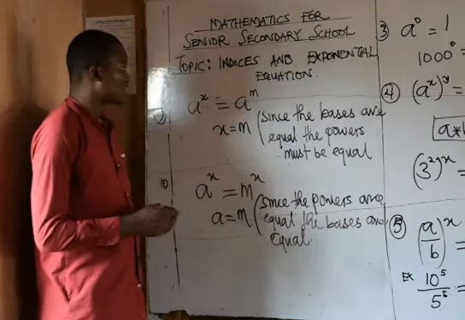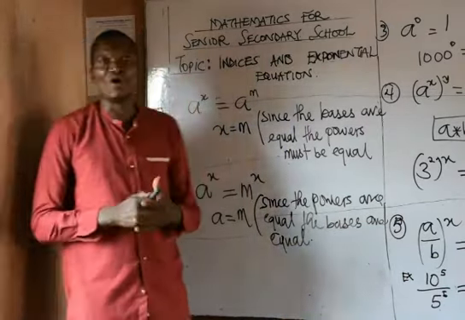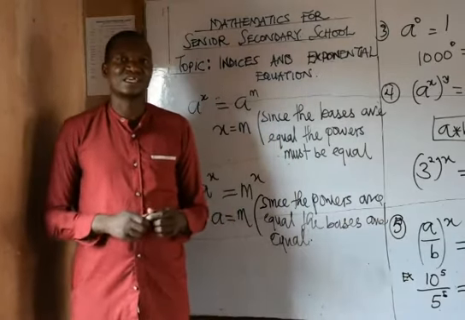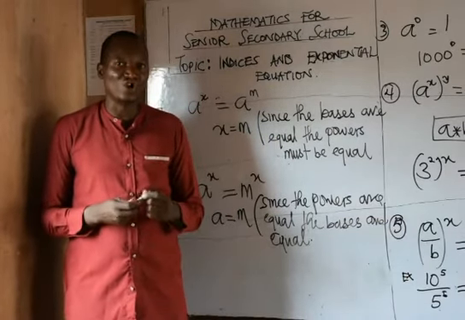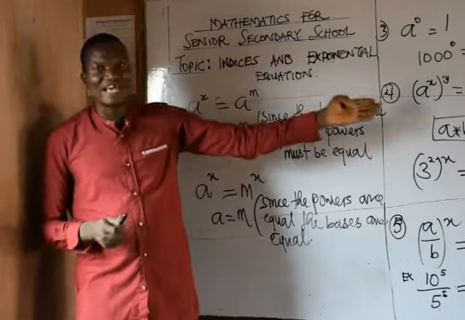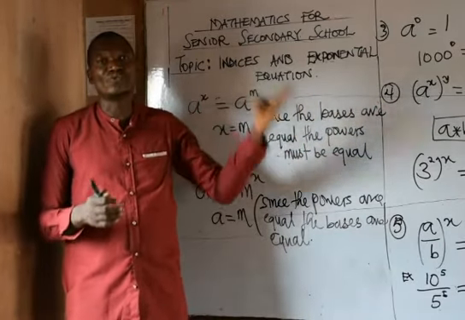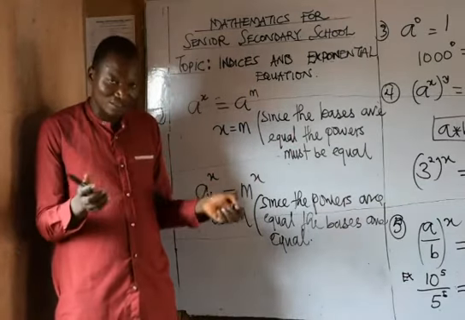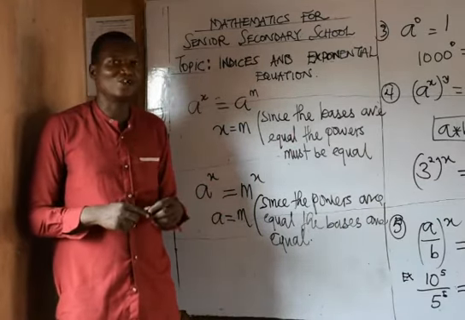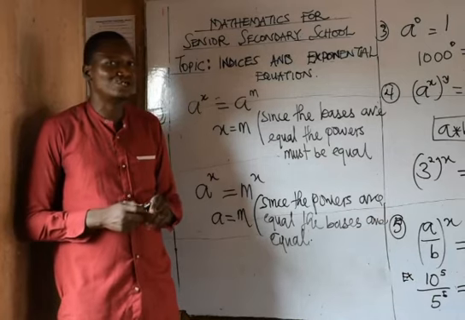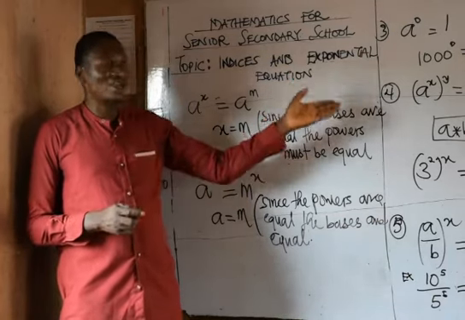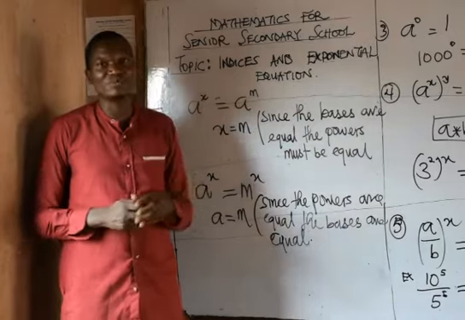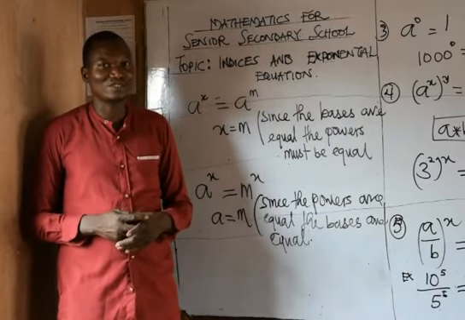So this is the summary of the laws of indices. Every other law can be derived by a combination of 2 or 3 of these laws. So if you still have any other law in your mind that you think I've not treated and is not a combination of any of these, you can also write it in the comment section.